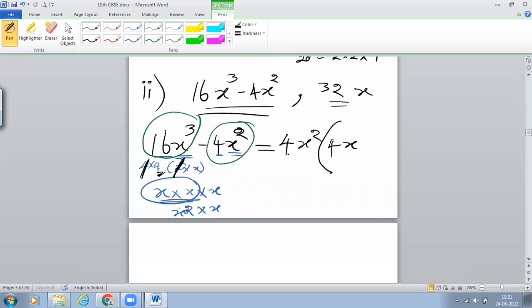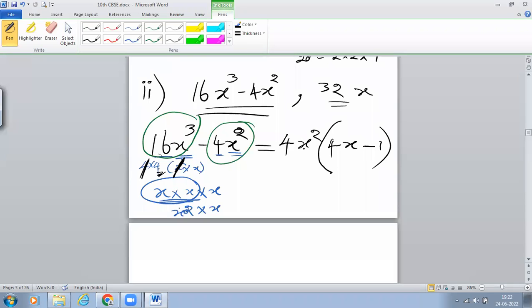Because when you multiply this inside, 4 into 4 is 16. X square into x is x cube. So that is why in this 16x cube, I'm taking 4x square common outside. Now minus, here 4x square is there. We are taking this 4x square entirely common outside. Now what will be remaining? Minus 1. You have to put 1. So this is the factorization of 16x cube minus 4x square.